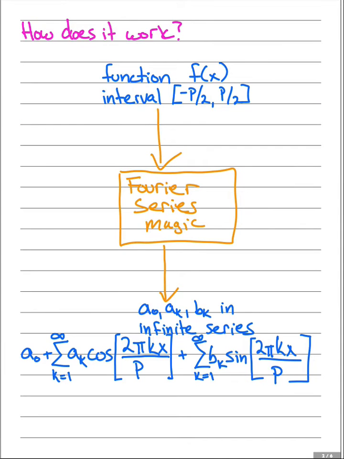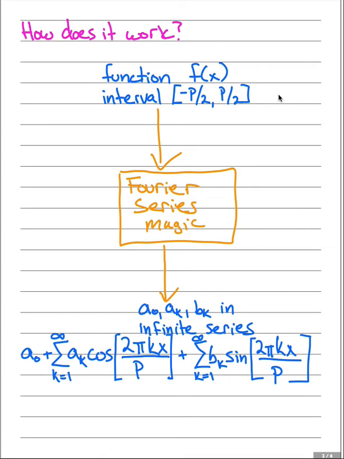So how does it work? What you begin with is a function f of x that you're interested in, and you begin with an interval. I'm going to call the interval minus p over 2 to p over 2. So that's an interval of length p centered around 0. If your interval isn't centered around 0, you can always translate your function so that it is. And whatever the length of the interval is, we're going to call that p.